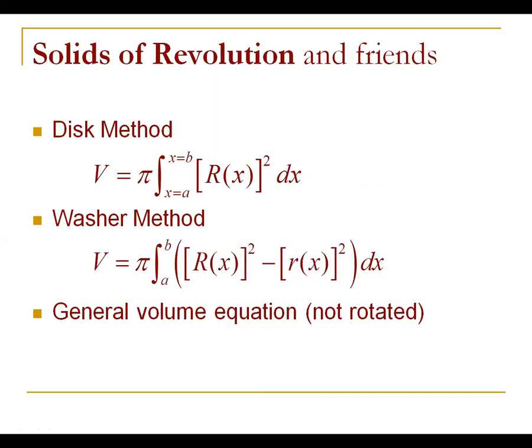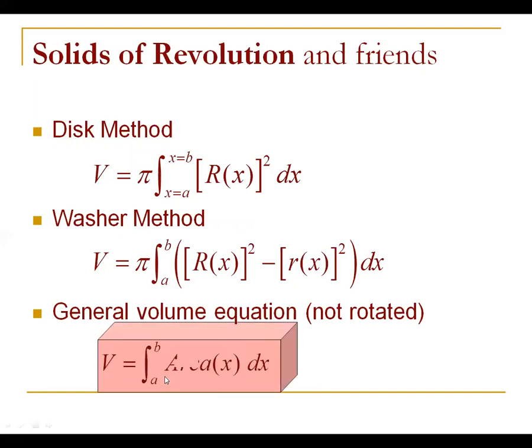Okay? No, you don't subtract the radii and then square it. You square the radii and then subtract them, because you have to think of it as the area of the big circle minus the area of the little circle. So to get the area of the big circle, you do pi big R squared, and the little circle would be pi little r squared. The general volume formula is, in general, whatever the area of a cross section is, you integrate it over the interval to get the volume.